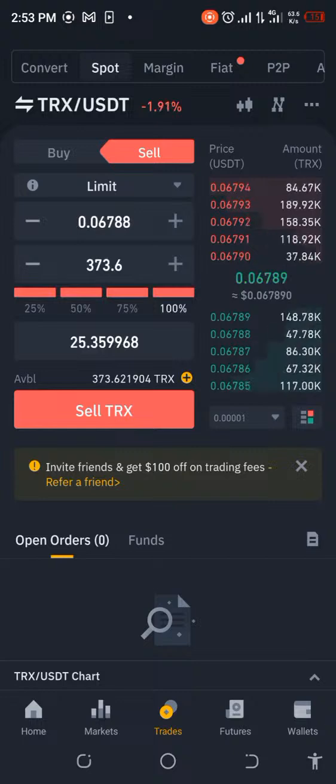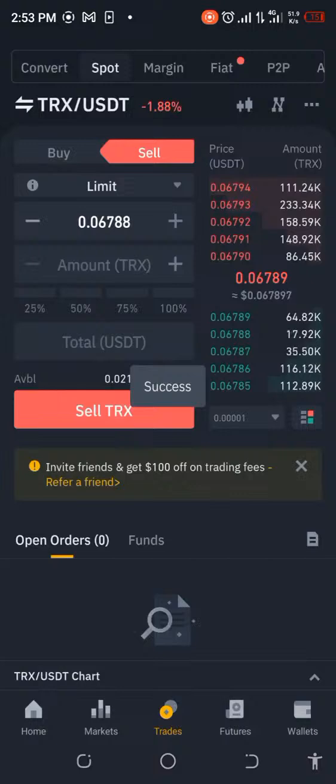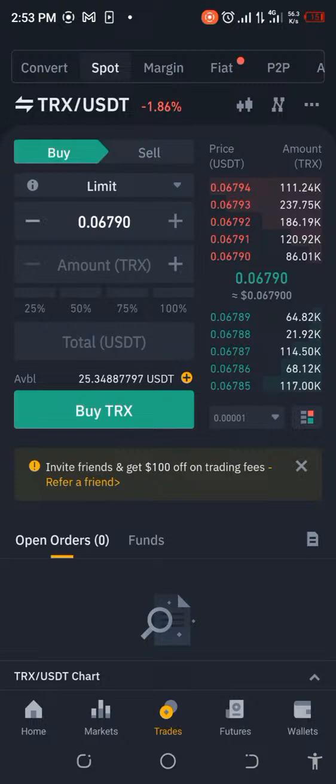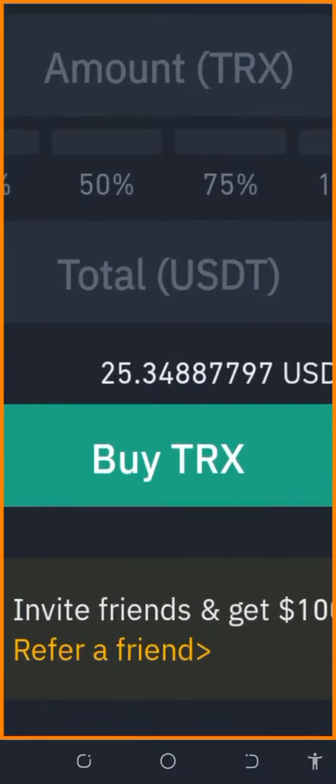Okay, so it's even lower. But let's just go ahead and do this. And success. Okay, so now let's go back and see what we have. Well, we made profit actually, but don't forget we had a lot of transfer fees. You can see here, it started out 25.28. Okay, and so here we are at 25.34.